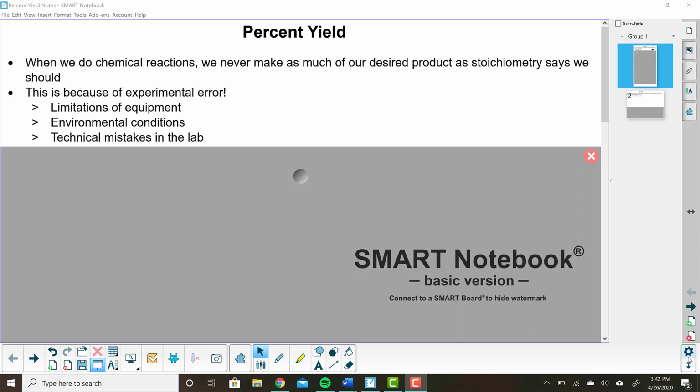The key fact here is that when we do chemical reactions, we never make as much of the product as we think we will. We learned how to do stoichiometry and to predict how much of a product we will make, but we will never make as much as the math says. And that's because there's a lot of error in the lab. Some equipment has limitations. For example, some of the balances that we've used this year only record numbers to the tenths place. But if they could record numbers to the thousandths place, we would have much more precise data to work with. So there are limitations in equipment.